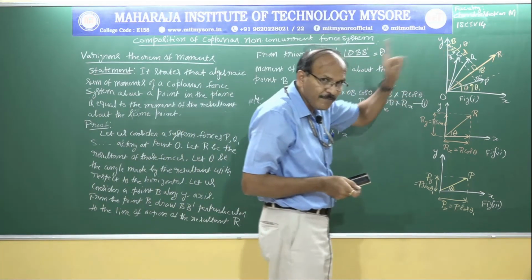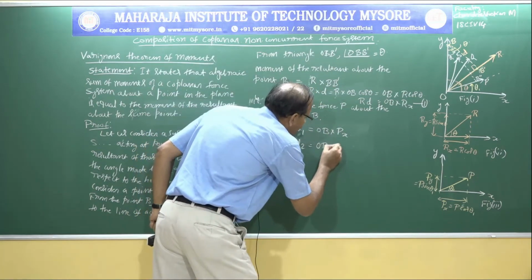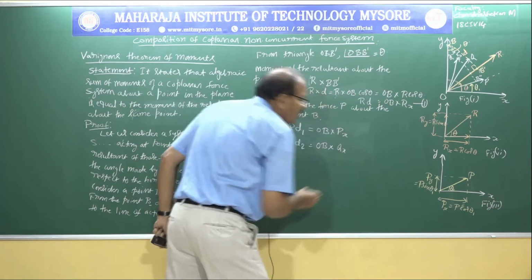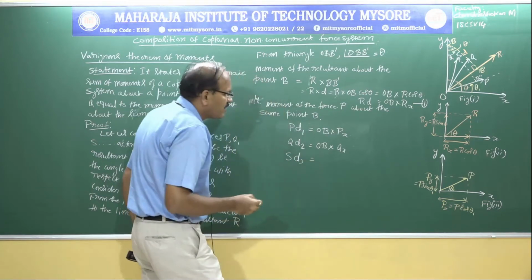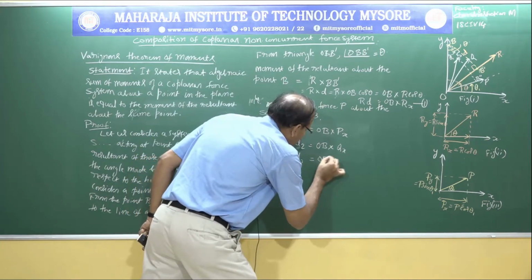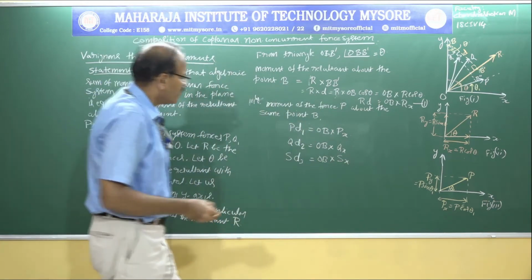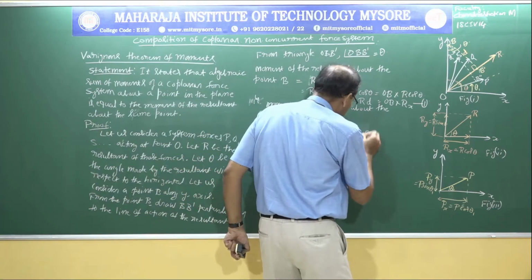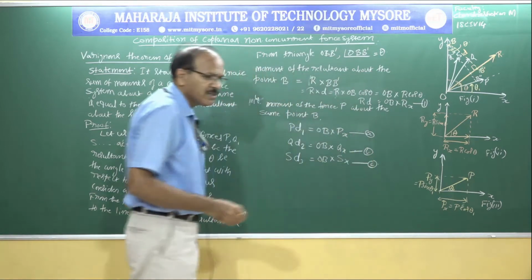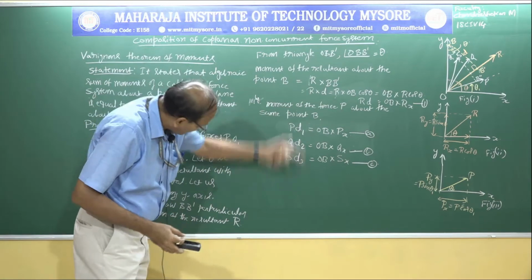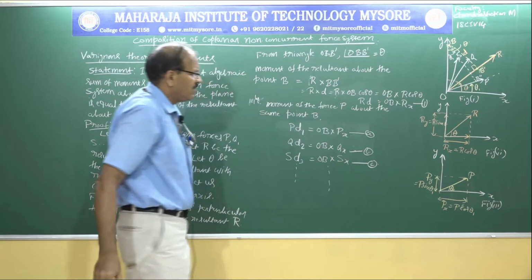Similarly, if I take the force Q, which is at a perpendicular distance of d2 from the same point B, I can write Q d2 equal to OB multiplied by Qx, and if I take the force S, d3 is the perpendicular distance and OB multiplied by Sx. I am going to call these equation A, equation B, and equation C. If I have more than 3 forces, I can write like this.